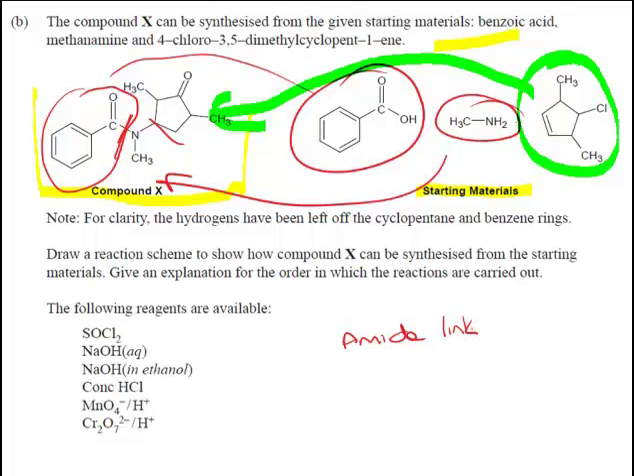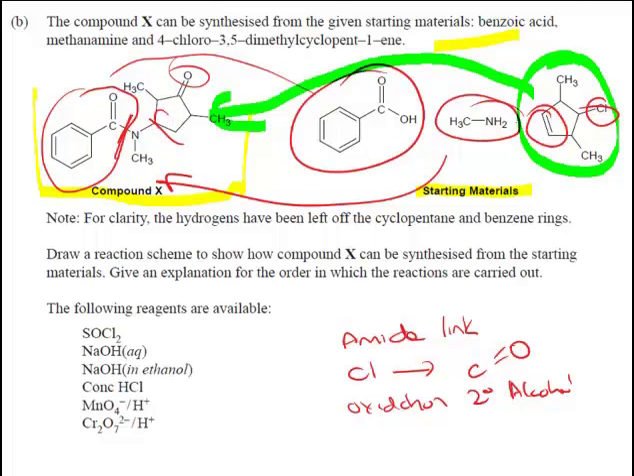So one, we form an amide link. Two, we notice that the Cl has gone and been replaced with a double bond, so we go from a Cl to a carbonyl, which obviously we're thinking about oxidation of a secondary alcohol. We have a double bond here, which is gone here, so the double bond, the DB, is gone. And the methyl groups are still there, and everything else in fact seems reasonably the same. So we just have to work that out.